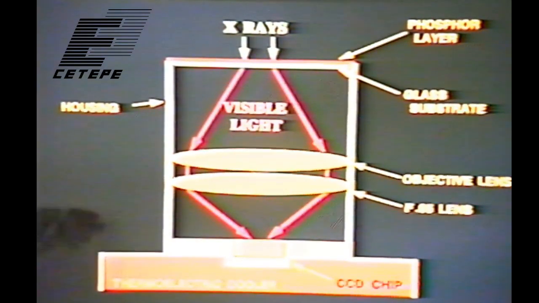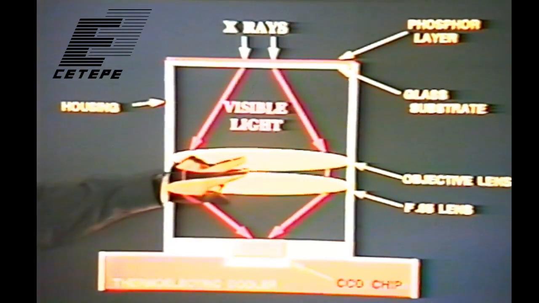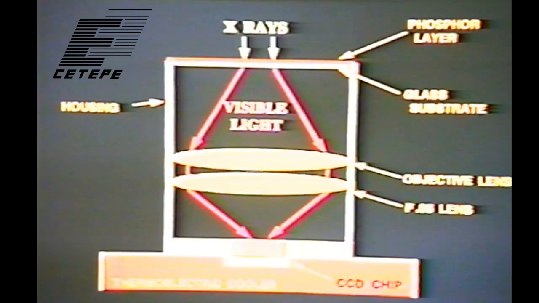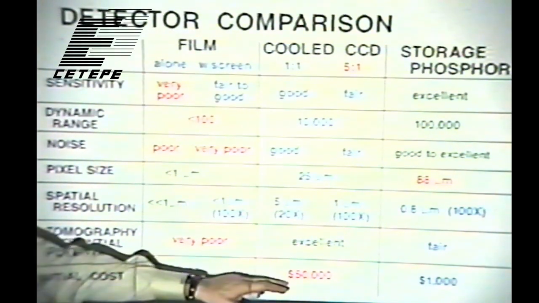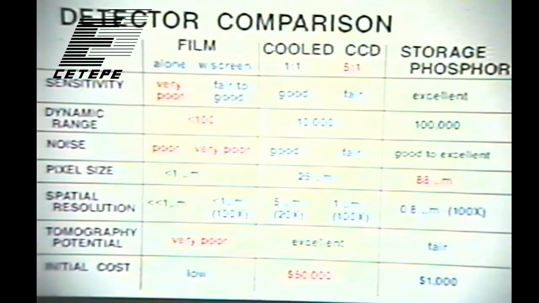So here's a system, just shows you the phosphor layer, some kind of a glass substrate just to support the phosphor, and then a two-lens system. Go ahead. She's surprised that the cost of the CCD is so expensive. $1,000. Yeah.